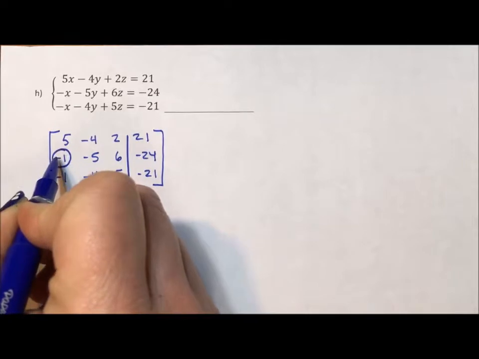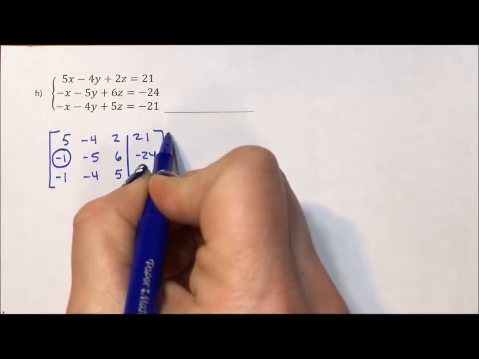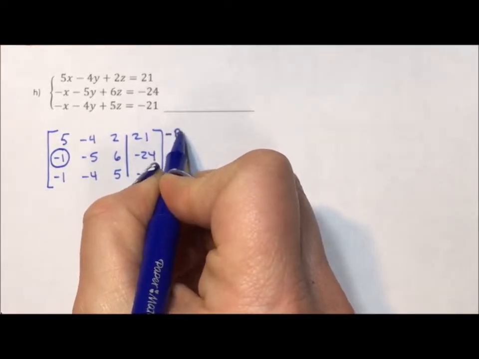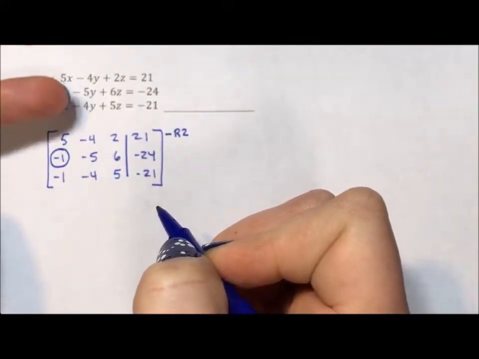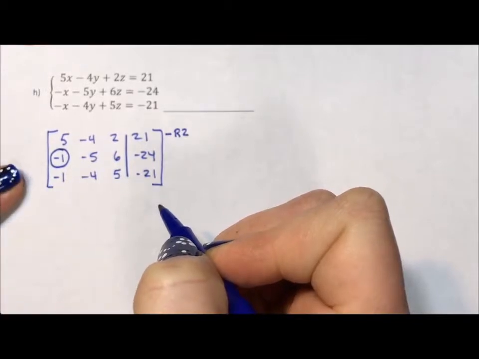-1, but what I'm going to do is I'm going to say, hey, this first row, I'm going to make it negative row 2. That's going to just switch the orders of my equation, and you can do that. We could have done that up here with our system. We can do it in our matrix as well.